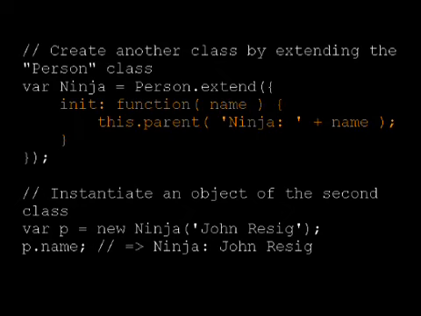So here we're just appending the word ninja to any name that's passed in. We pass that up to the parent, and now when we create a new ninja and we pass in a person's name, every ninja class that we have will have ninja in front of it when we trace out the name. So this is pretty standard stuff, but it's just a little bit different in Impact, and once you get around this, everything else is a little bit more straightforward.